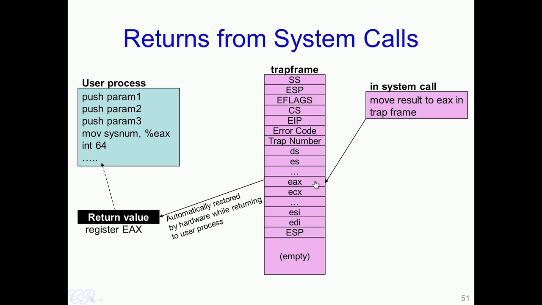Now, when the system call executes and completes its execution and the context is transferred back to the user process, the entire trap frame, including the new value of EAX in the trap frame, is restored back into the registers of the CPU. The process continues to execute from this particular instruction with the new value of EAX, which contains the return value from the system call. Thank you.